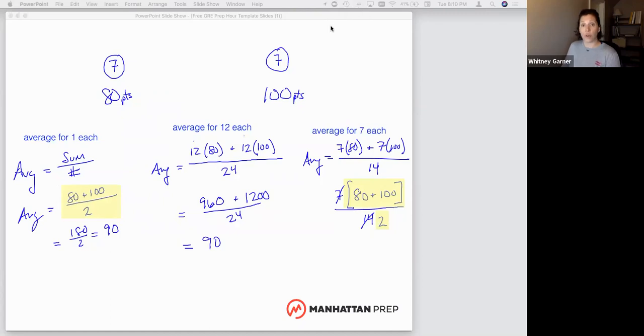And the same would have been true if we had done that here, factored instead of multiplying it out. We could have factored out the 12 from the numerator, left this 80 plus 100 in there. That would have canceled with our 24 and would have once again been 80 plus 100 over 2.